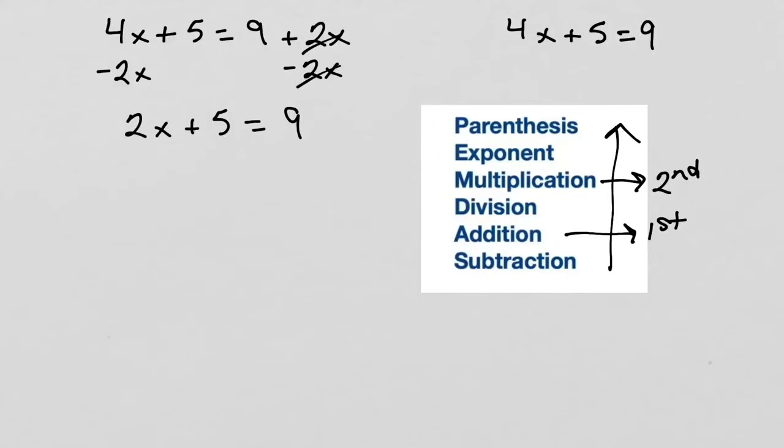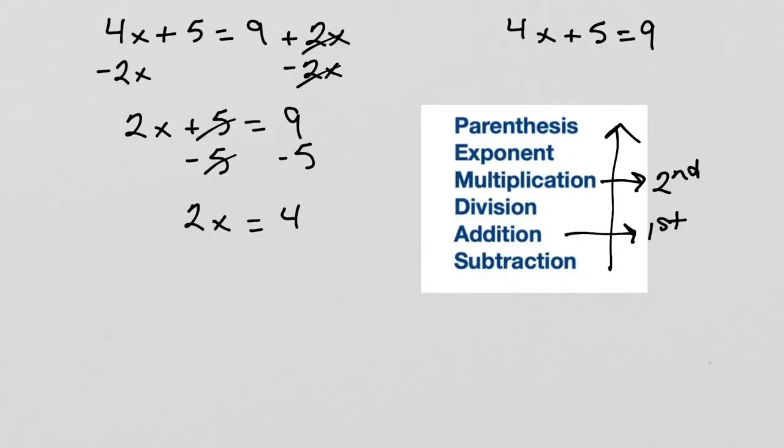To get rid of the plus 5, we must perform the opposite operation on both sides of the equation. So we will subtract 5 from both sides. The 5 cancels out. 9 minus 5 is 4. We now have 2x equals 4.